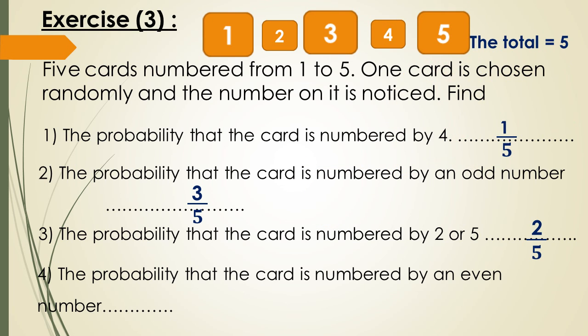Number 4, the probability that the card is numbered by an even number. Let's see here, how many even numbers do we have? We have 2 and 4. And as we said before, the total number, 5, is always down. Now count, how many even numbers do we have? We have 2 and 4. So how many cards? Only 2 cards. So write 2 up. So the probability that the card is numbered by an even number is 2 over 5. And 2 over 5 is in the simplest form.